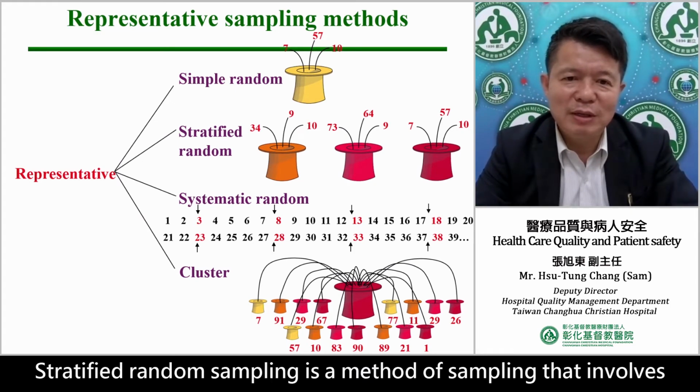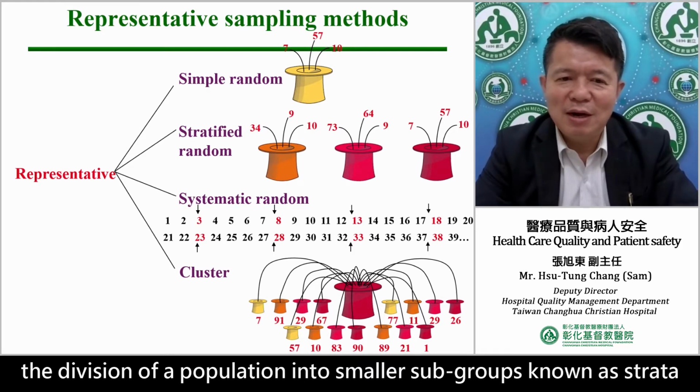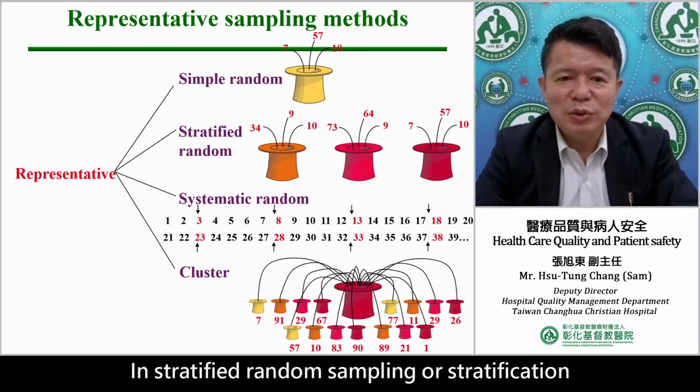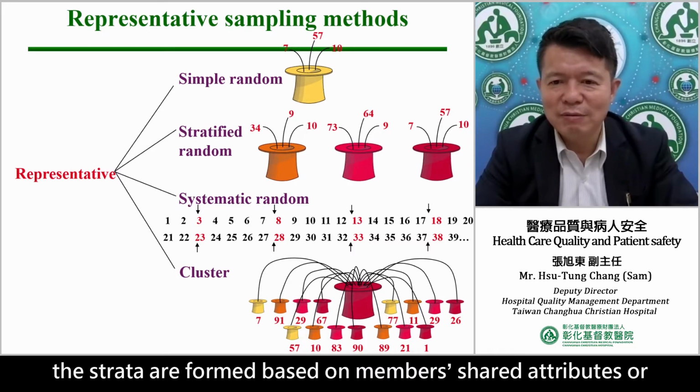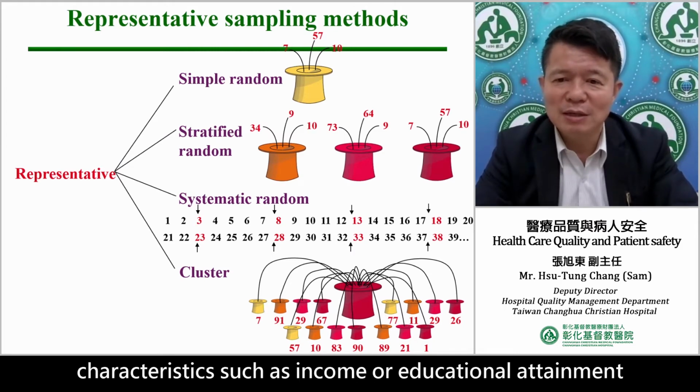Stratified random sampling is a method of sampling that involves the division of a population into smaller subgroups known as strata. In stratified random sampling or stratification, the strata are formed based on members' shared attributes or characteristics, such as income or educational attainment.